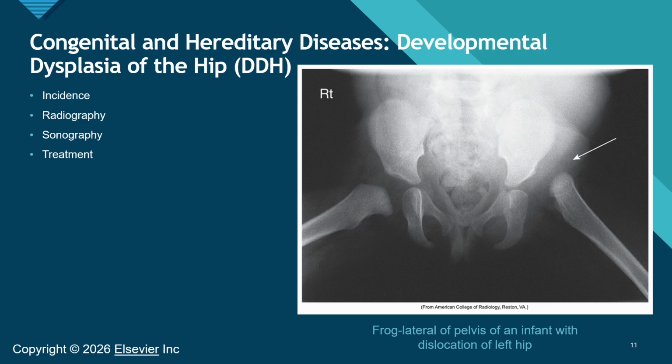DDH should be treated with immobilization through casting or splinting the affected hip to allow the development of the femoral head and acetabulum and the formation of a functional joint. So here you can see that the left hip is displaced in this image.